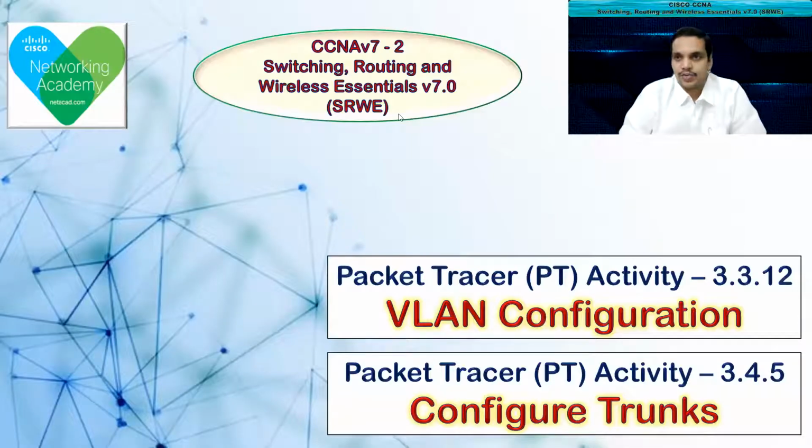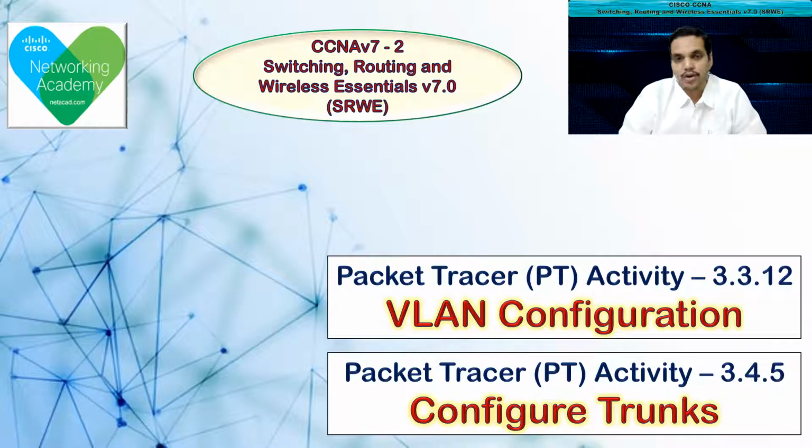Hi everyone. In this video, I'm going to demonstrate two Packet Tracer activities. Both of them are related to VLAN configurations. One of them is 3.3.12 and the other one is 3.4.5. The reason why I'm doing two activities in one video is pretty simple: the second activity, 3.4.5, starts from the point where we leave off in the first activity.